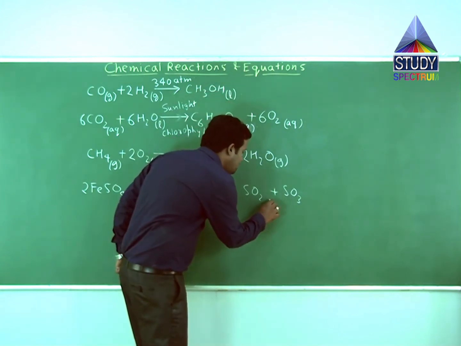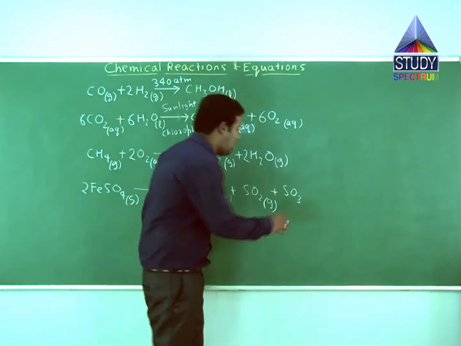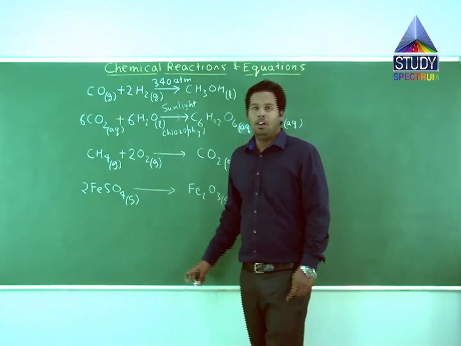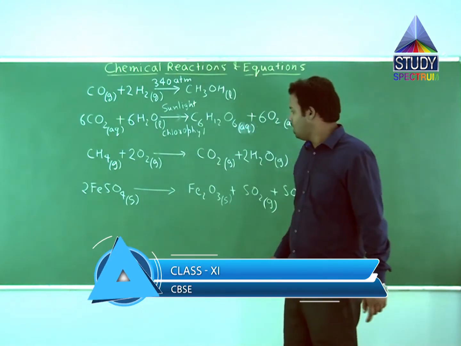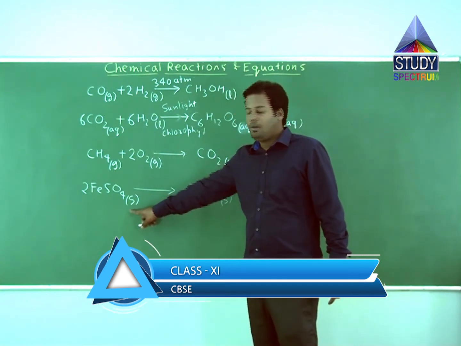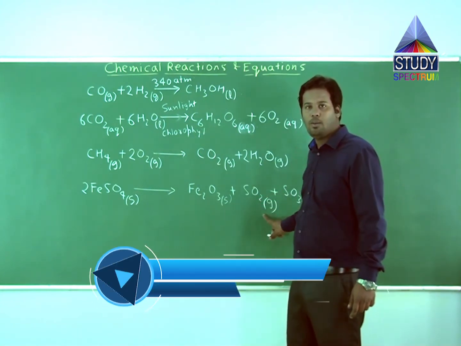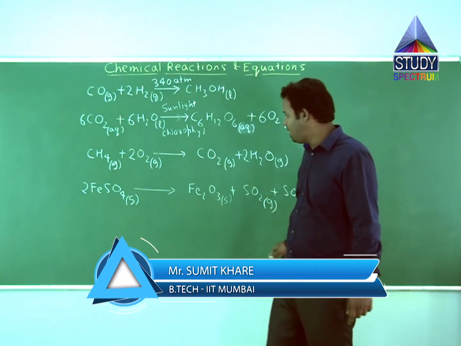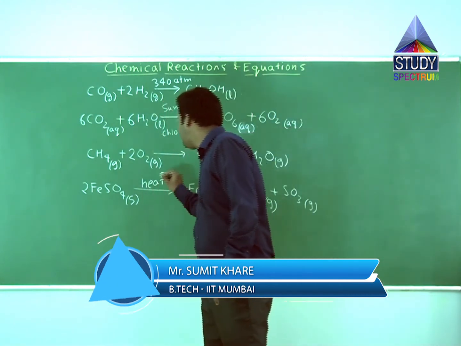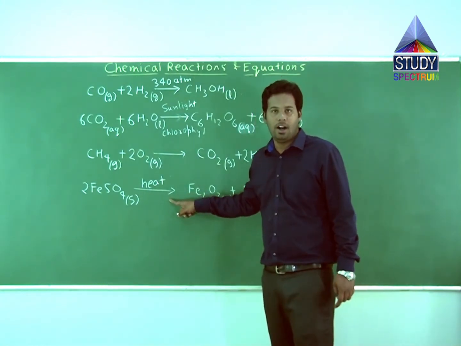So I can write G as the suffix of SO2 and also G as the suffix of SO3, telling that both are present in gaseous form. It means the solid form of iron sulfate is being converted into the solid form of iron oxide and the gaseous forms of SO2 and SO3. But this requires some condition, that is heating of iron sulfate. So I have written heat above this arrow, which is a condition required.